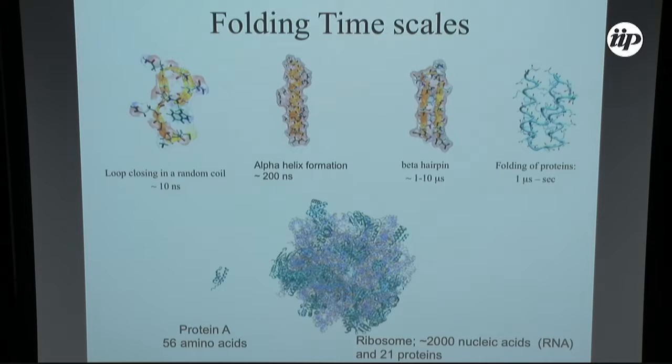And then, here is another system. This is a beta hairpin. Notice the time scale from 10 nanoseconds to 200 nanoseconds. Now we're in the microseconds, so almost a factor of 10. So factor of 10, it's the same. And this is a beta hairpin.